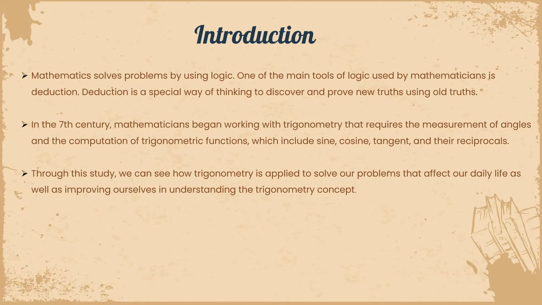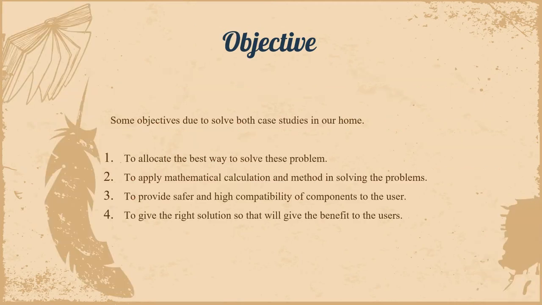Mathematics solves problems by using logic. One of the main tools of logic used by mathematicians is deduction. Deduction is a special way of thinking to discover and prove new truths using old truths. In the 7th century, mathematicians began working with trigonometry that required the measurement of angles and the computation of trigonometry functions, which include sine, cosine, tangent, and their reciprocals. Through this study, we can see how trigonometry is applied to solve problems that affect our daily life.